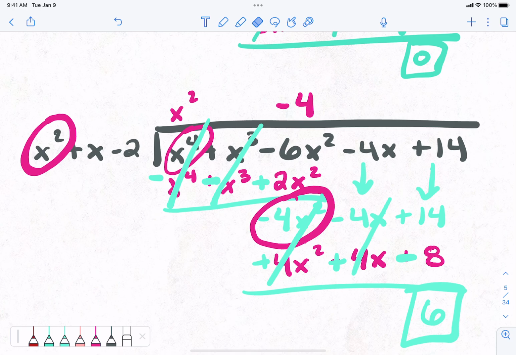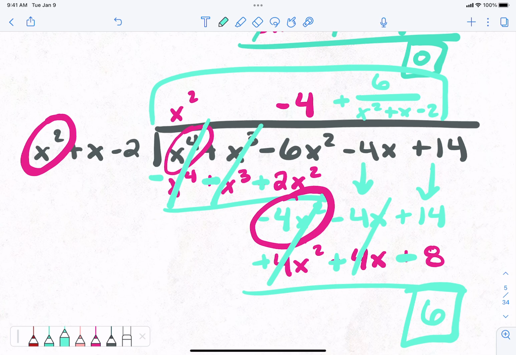Yeah, I'm going to do plus. I heard somebody say it, maybe it was Ethan or Brian. Plus 6 over x squared plus x minus 2. That's how we write our remainder. So that's our answer. Okay? You see why we write it like that?